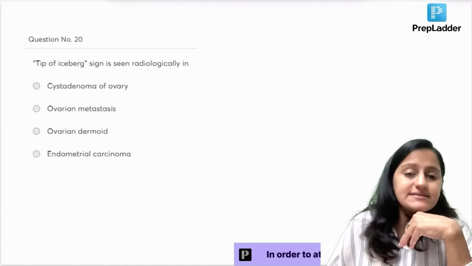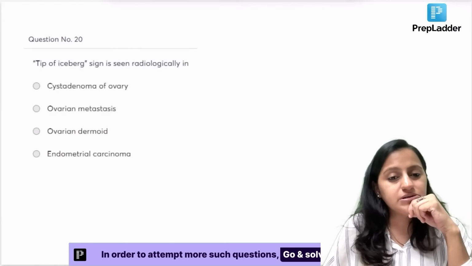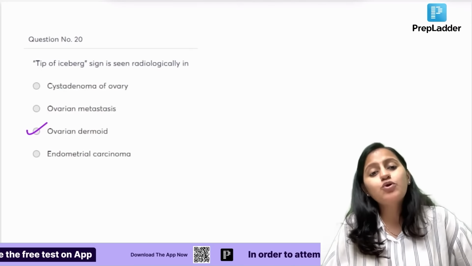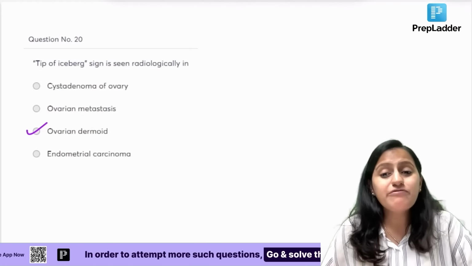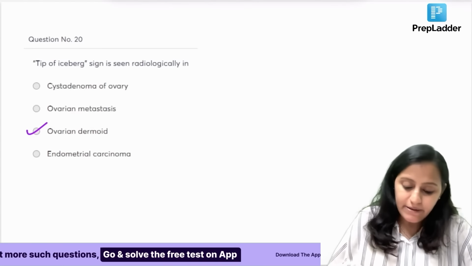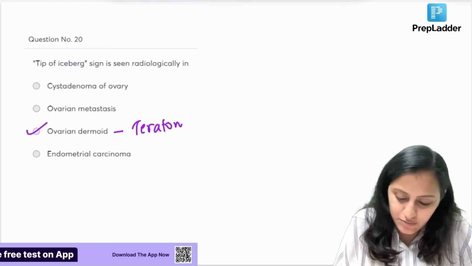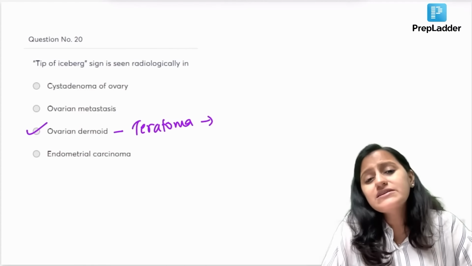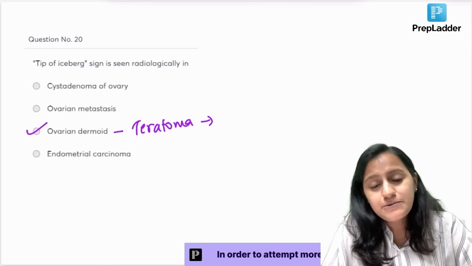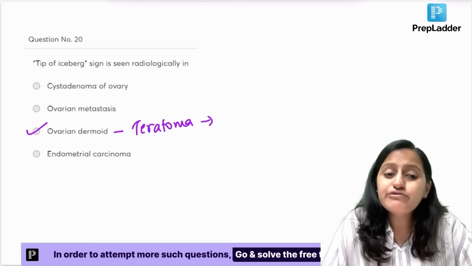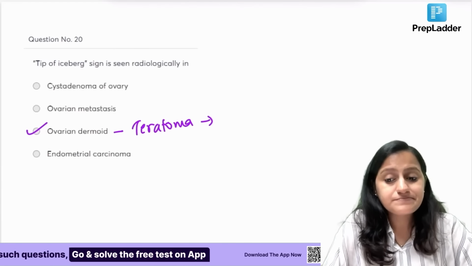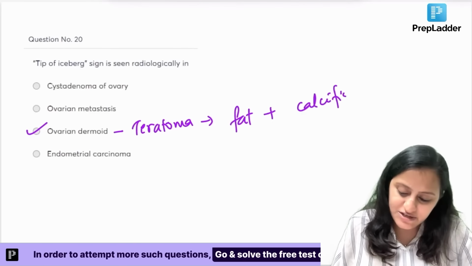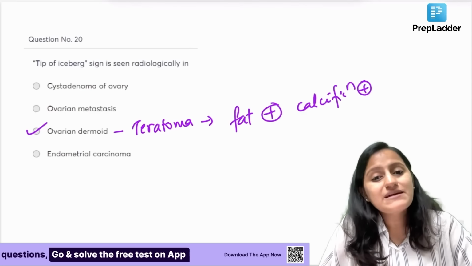Next one. Tip of iceberg sign is seen in which ovarian tumor? Tip of iceberg sign. It is ovarian dermoid. Okay, it is ovarian dermoid which shows the tip of iceberg sign. Remember, ovarian dermoid is also called teratoma. It has all the 3 germ layers present. We have spoken about it in our videos. Ovarian dermoid में क्या present होता है radiologically? आप क्या देखते हो? If you are doing CT, what do you look for? What do teratomas contain? They have fat, they have calcification also present.